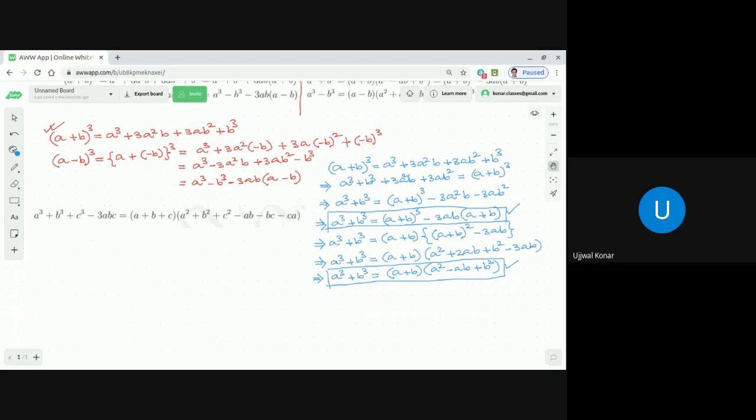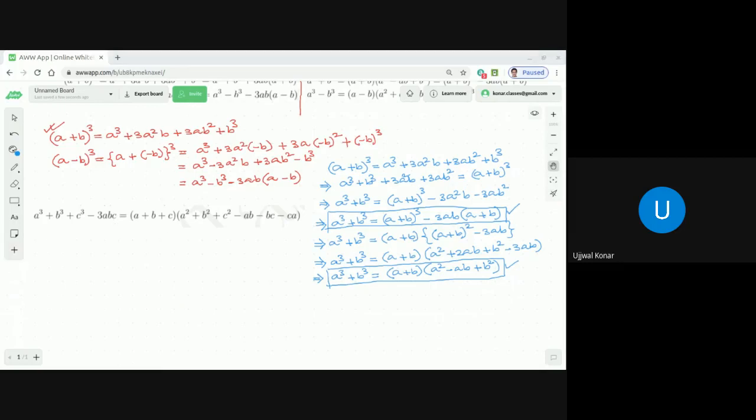Okay, that you can achieve, that you can prove also. You can take a plus b plus c whole cube, and in that way you can prove it. But this identity, that a cube plus b cube plus c cube minus 3abc is equal to a plus b plus c into a square plus b square plus c square minus ab minus bc minus ca, is extremely important to simplify so many problems in future, which we will be seeing.